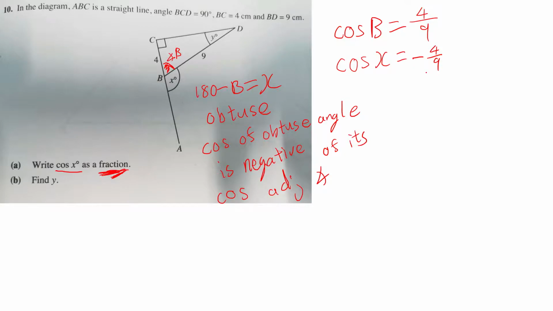If you do not understand, you can just play around with your calculator. You can take two angles that add up to 180 degrees, for example 120 and 60. Take the cosine of each value. Then you look at your calculator to see how they are related. Then you should be able to understand why cosine X is just negative of cosine B.